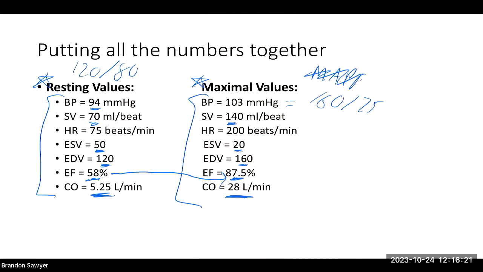That should give you the 94, and then the 160 over 75 should give you the 103. Yeah, I just had that in my notes. I think that's right. I didn't try to actually calculate it, but if you take 1/3 times 160 and add that to 2/3 times 75, I think that gives you 103.